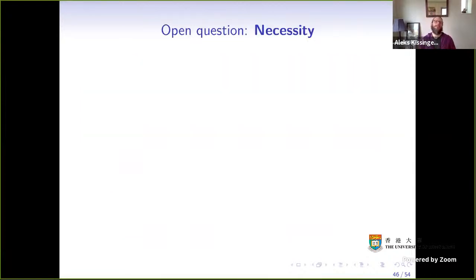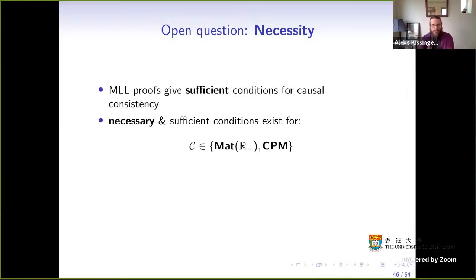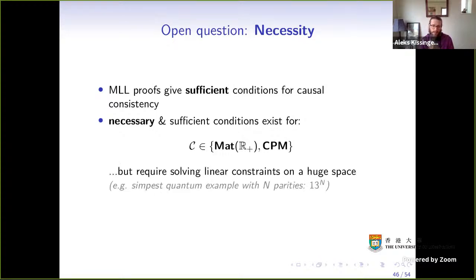so an open question is necessity. So proofs give a sufficient condition for when these causal orders plug together. Now, there are necessary and sufficient conditions for these classical and quantum cases. But the annoying thing is that they require solving linear constraints on huge spaces. So even when I have parties where everybody just has a qubit, the size of these spaces go something like 13 to the n. Okay, so as soon as I have something like 10 parties, I'm really into supercomputer territory to try to see if things are causally consistent.